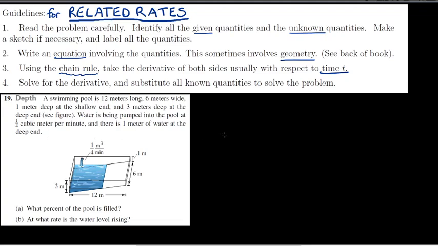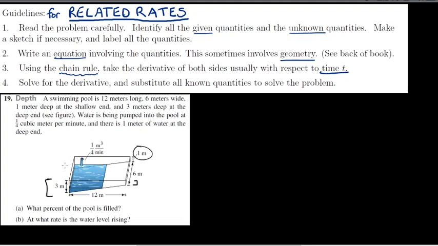So I know this is a little bit smaller, so I'll read the question. It says, a swimming pool is 12 meters long, 6 meters wide, and 1 meter deep at the shallow end. So this is the shallow end over here, so that's 1 meter deep, and it's 3 meters deep at the deep end, which is over here. And water is being pumped into the pool at 1/4 cubic meter per minute, and there is 1 meter of water at the deep end.